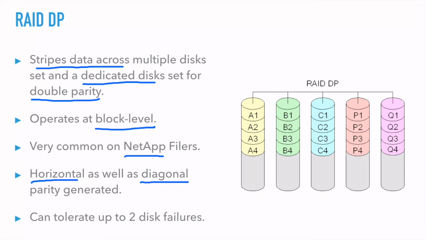So if you see in this picture, A1, B1, C1 would be used to generate the P1 bit, and then the approach would be to go diagonally down and generate the Q1 parity. So on and so forth. It keeps on creating that mesh across the different disks to achieve a very rock solid fault tolerance. This system also can tolerate up to 2 disk failures.